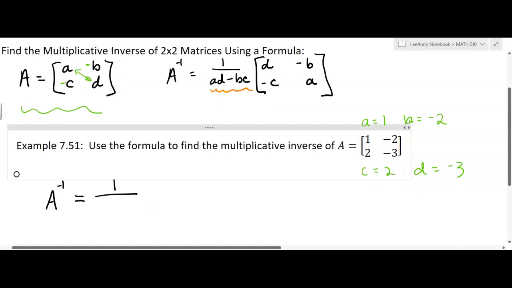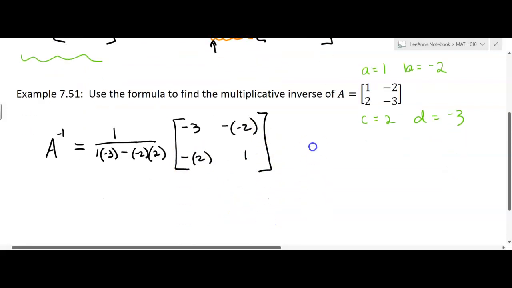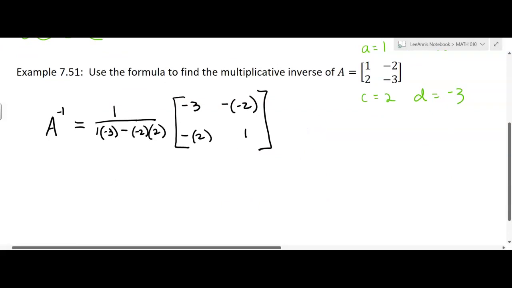Okay, so what is A right here? Well, it's 1, right? Times D, which is negative 3. And then it's minus. That's part of the formula, the minus sign. B is negative 2. And C was 2. Okay, so that's that part. And then I'm going to put D, which is negative 3, the opposite of B, the opposite of C, and then A, which was 1. Okay, so that's how the formula works. Now it's just a matter of doing the calculations.